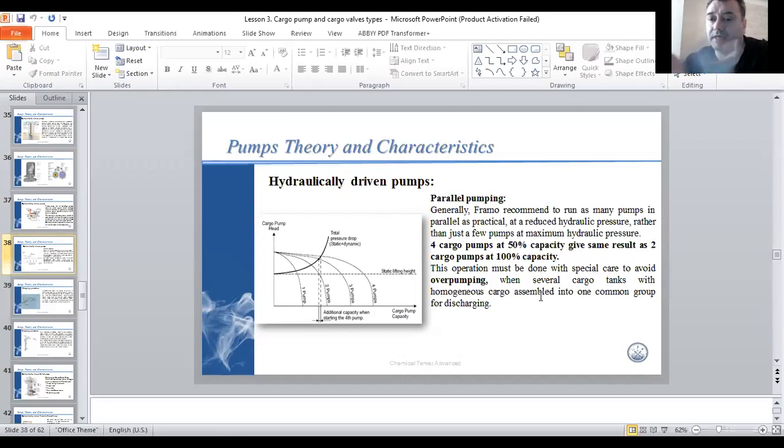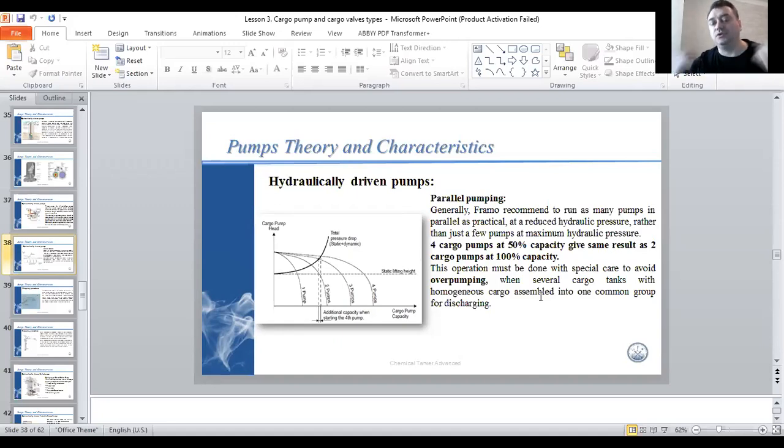If you compare it with four pumps at 50% capacity, where do you win? You win with the four pumps at 50% capacity, because it is safe. It consumes less power, and it is very easy to manipulate. So when you discharge four tanks and you pay attention, okay, this pump will discharge more, this one less, you can easily operate and monitor it.